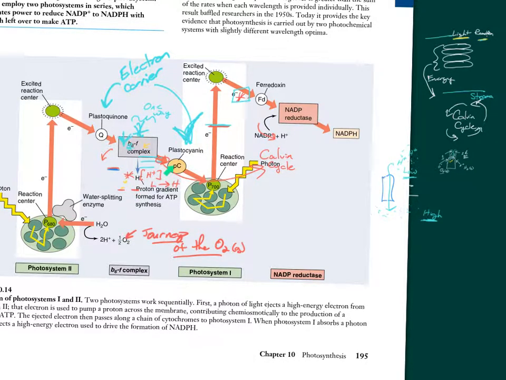Then the low energy electrons are going to move on to photosystem 1. What happens in photosystem 1? The trick is, the answer is in the question. Photosystem. What do you think is happening at the photosystems?